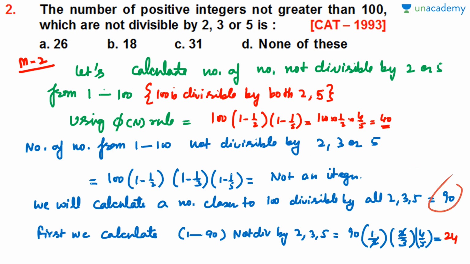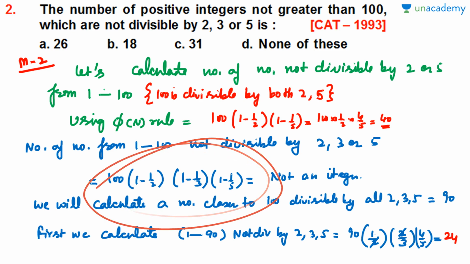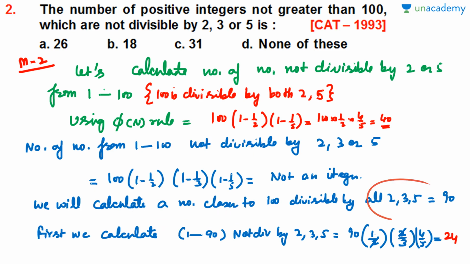So first of all, we'll calculate the number of numbers not divisible by 2, 3, 5 from 1 to 90, right? Why? Because if we calculate for 100, it will give us a decimal value. So for that case, we'll first calculate those numbers which are closest to 100 and divisible by 2, 3, 5, that is 90. So we'll calculate the number of numbers from 1 to 90 which are not divisible by 2, 3, 5.